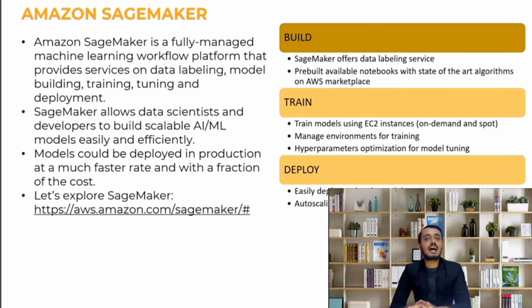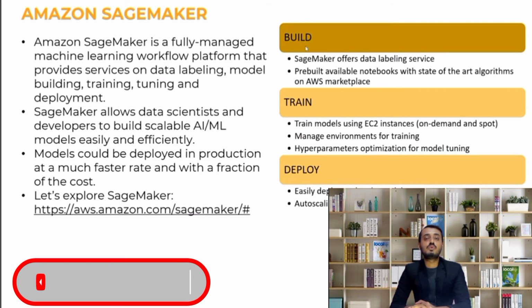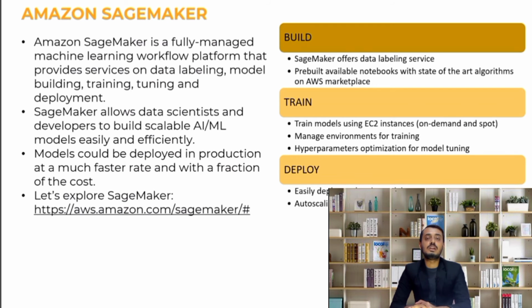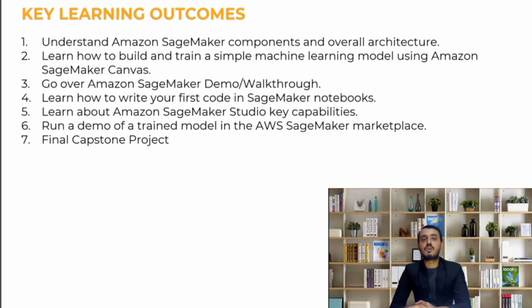And of course, if you would like to label your data, we are going to use Amazon SageMaker Ground Truth, which allows you to label your data. Again, we are going to have an entire day coming up where we dig a little bit deeper into Amazon SageMaker. Then you can also train your model. You can train your model using EC2 instances, either on demand or spot instances, and you can also manage the environment for training.